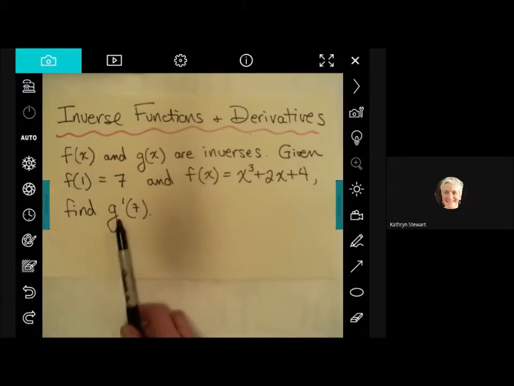Okay, so I want to find g prime of 7. So I'm looking for the derivative of the inverse of this function at a specific x value. Pause the video and see if you can try this.